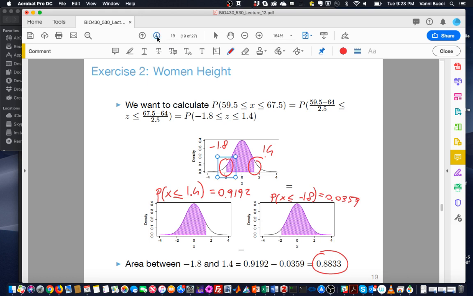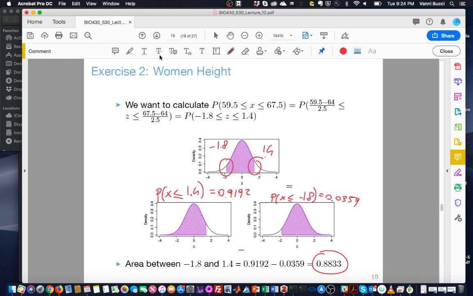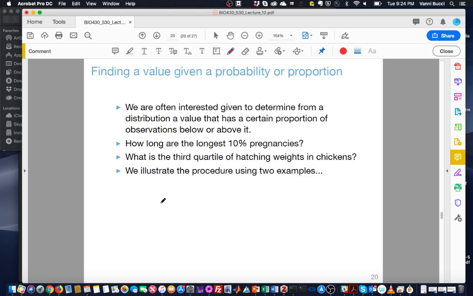Okay, so these are the ways of how to use the z table to find probability. Now the other option is this one. Let's assume I know a certain probability. I want to find the corresponding x value. For example, what is the value that corresponds to the top 10% longest pregnancies? This is question number 1. Or another type of example.